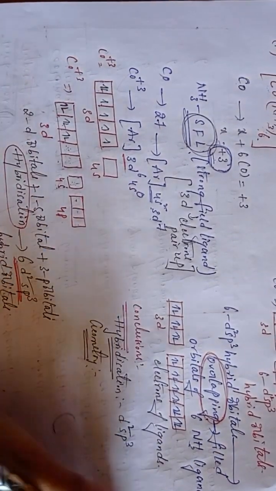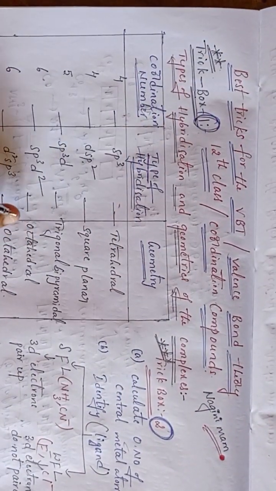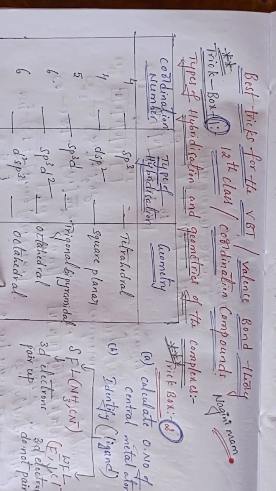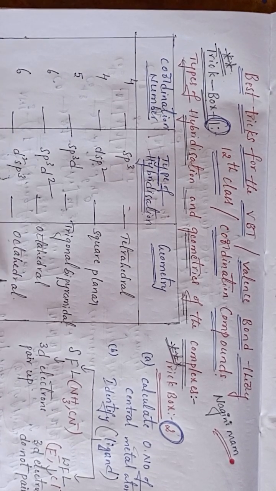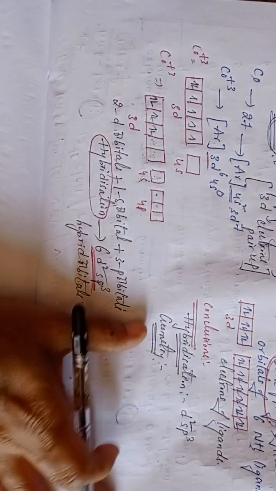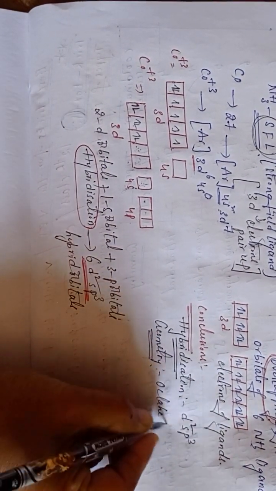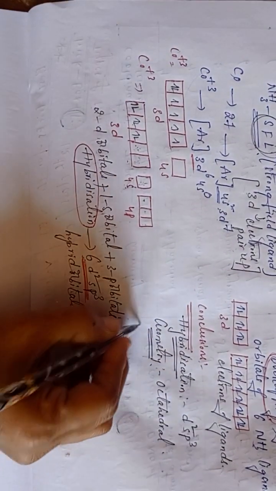Geometry. What is the geometry? d2sp3 hybridization, I told you, here. d2sp3, what is the geometry, students? Octahedral geometry. You have to remember these shapes. d2sp3 means octahedral. So octahedral complex. So the given complex is which complex? Octahedral complex. Geometry is octahedral. Next one, magnetic property.